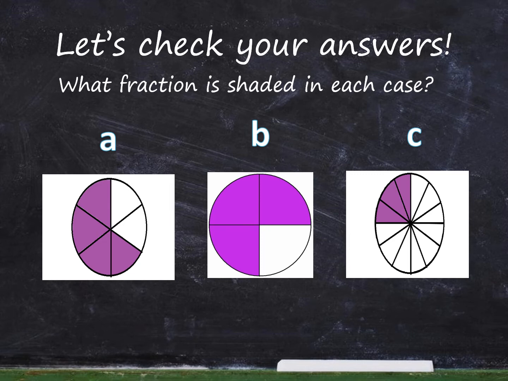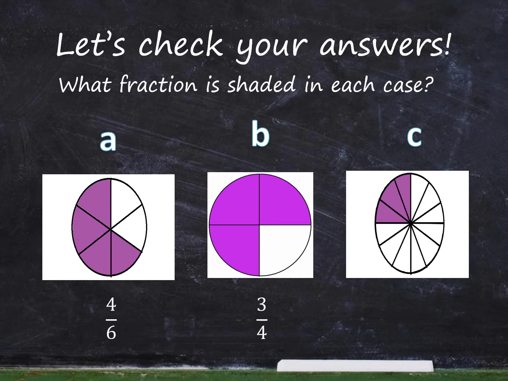Number A. First, go count how many parts it is divided into. 1, 2, 3, 4, 5, 6. And how many of the 6 parts is shaded? 4 out of the 6 parts is shaded. Good. Let's look at number B. How many equal parts is this one divided into? 1, 2, 3, 4. It's divided into 4 parts. And how many of the 4 parts is shaded? 3 out of the 4 parts is shaded.